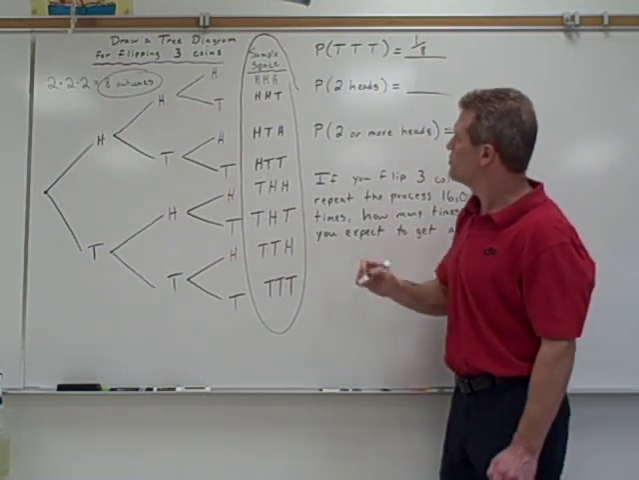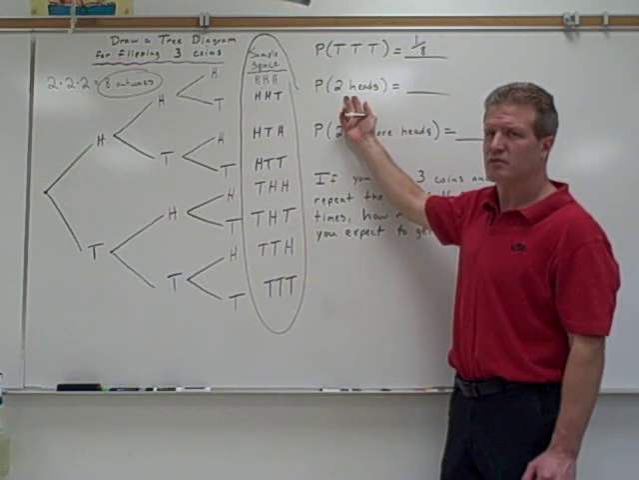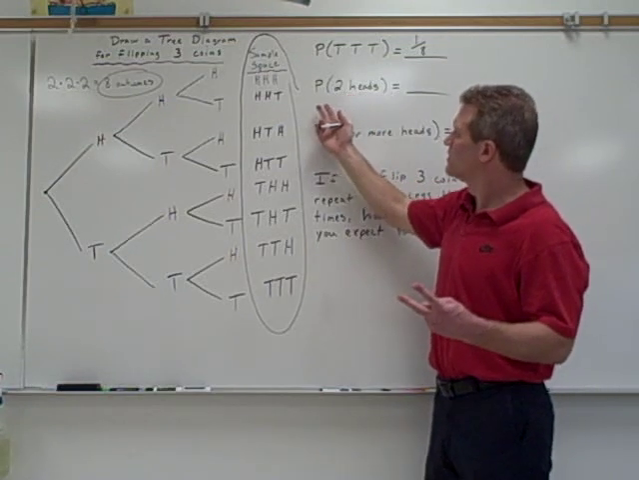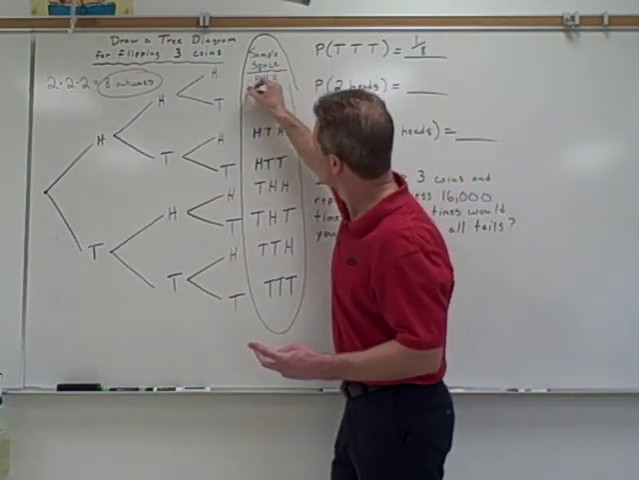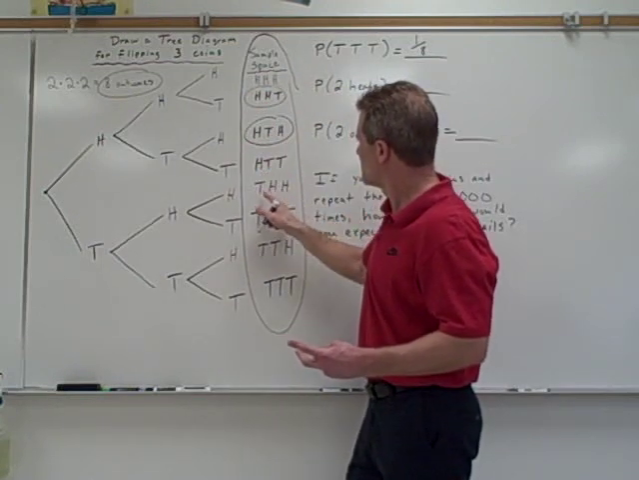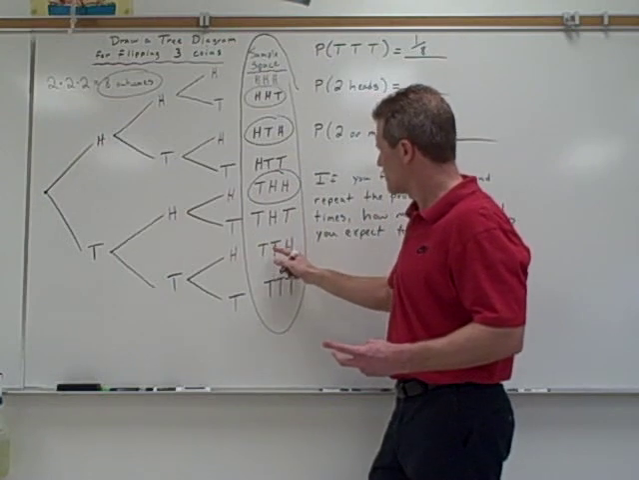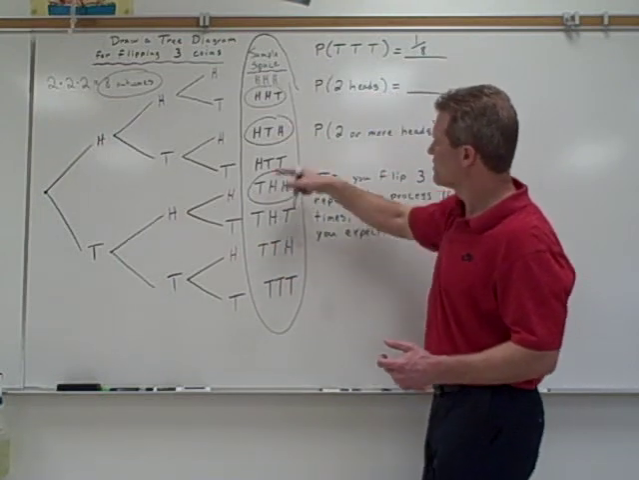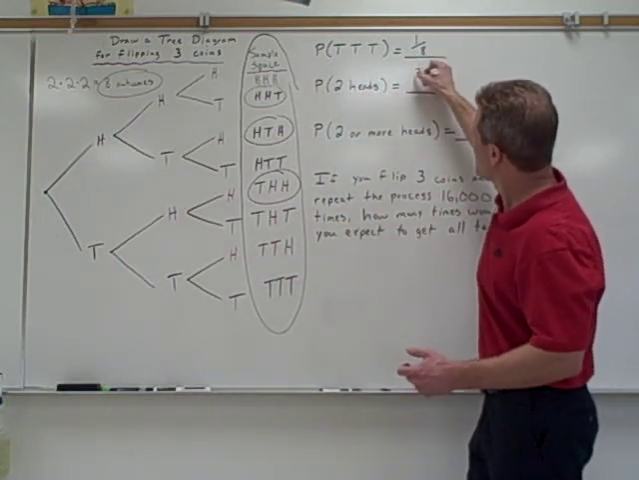What's the probability of getting 2 heads? Exactly 2. Let's see. There's 2 heads. There's 2 heads. 1 head. There's 2 heads. 1 head. 1 head. 3 out of 8. There's 3 ways to get 2 heads out of 8 possibilities.